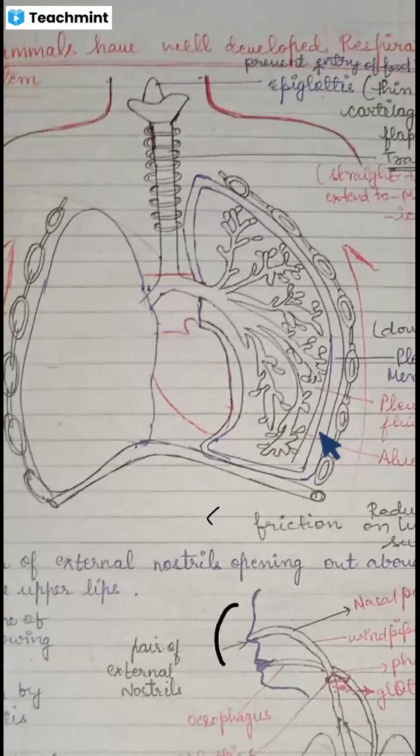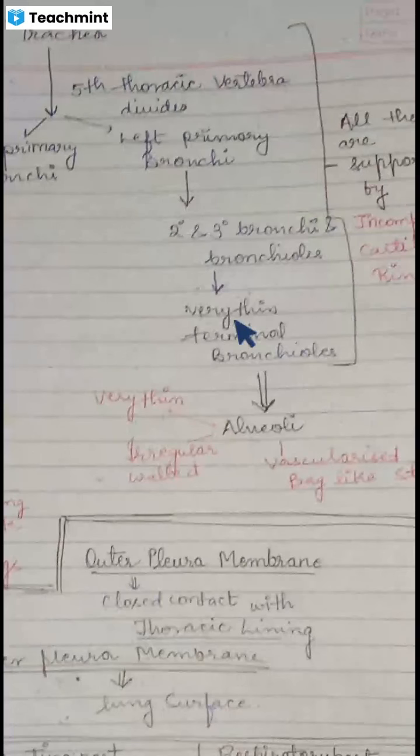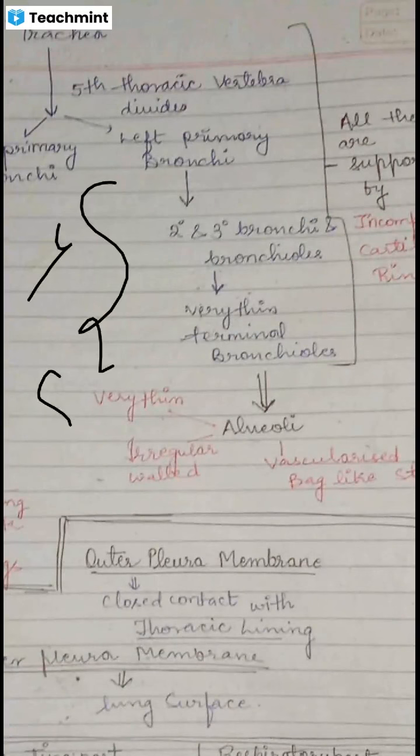Now see, from your nasal chamber, from your nostrils to the bronchioles, this whole part forms the conducting part. Okay, it forms the conducting part. See, this we have done. Okay, alveoli are very thin, irregularly walled and vascularized bag-like structures.